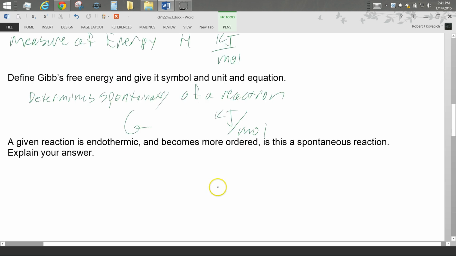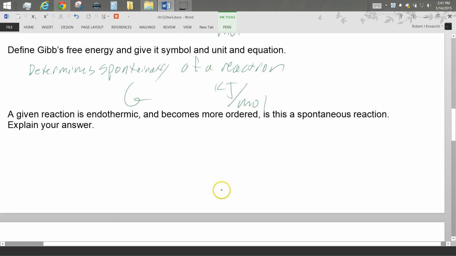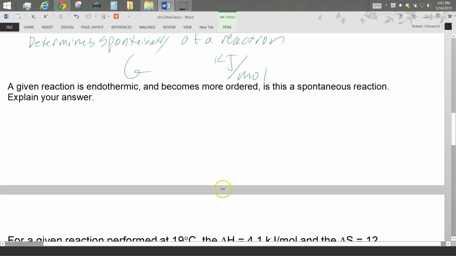Given a reaction is endothermic and becomes more ordered. Is this a spontaneous reaction? Explain your answer. Okay, so if it's endothermic, what does that mean? Absorbing energy. Yeah, so that prefix endo means in, thermic meaning energy. So these reactants have less energy than the products. So that means the H goes up. So nature's not happy with that. And it becomes more ordered, so my S goes down. So does that happen on its own? No, non.